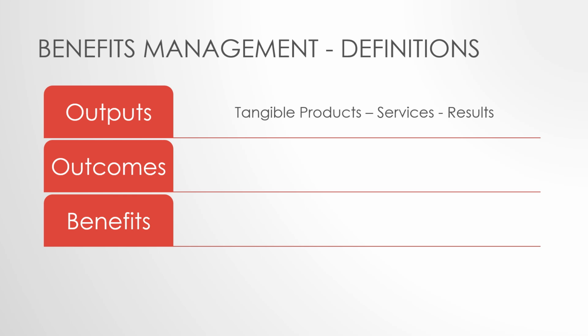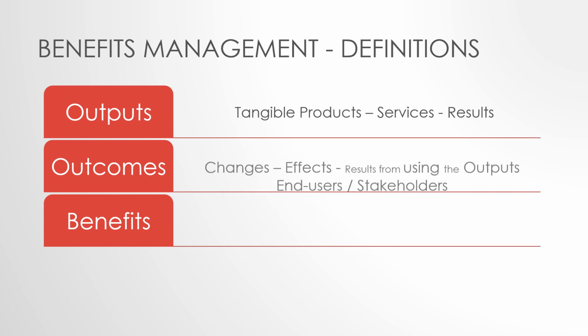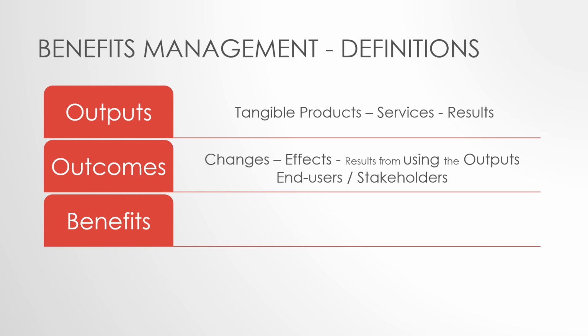The second thing we have here is outcomes. Outcomes are the changes or effects that result from using the outputs. They reflect how the outputs are utilized by the end users or stakeholders. Building on the examples we had for the outputs, improved customer service can be an outcome of the new software application developed by a project as an output. Similarly, increased brand awareness may be an outcome of the marketing report, and enhanced employee productivity is an outcome of the renovated office space.